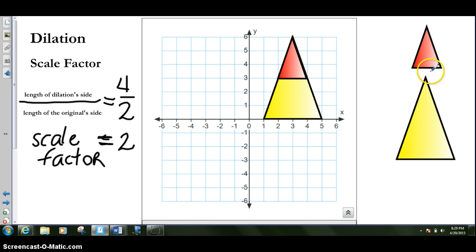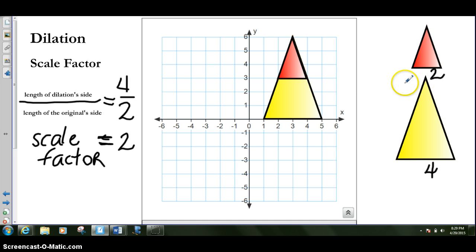All right, so I'm going to go ahead and label this. We said that this base, the original's base, was 2. I had 2 right there. And the dilation's base was 4. So I just want to show you the 2 and the 4.